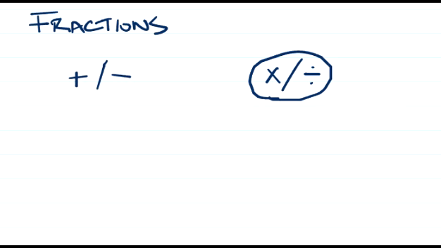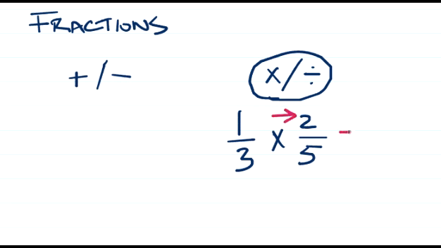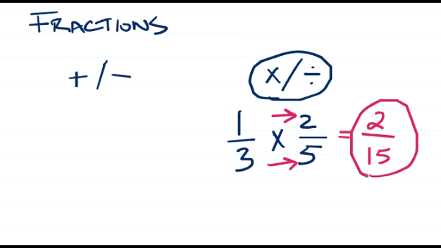Okay, let's give an example here. 1/3 times 2/5. Here's how you multiply those two fractions. All you have to do is multiply the tops across to get 1 times 2 makes 2, right? And then multiply the bottoms to get, in this case, 15. And that's your answer. 1/3 times 2/5 is 2/15. That's pretty easy, wasn't it?